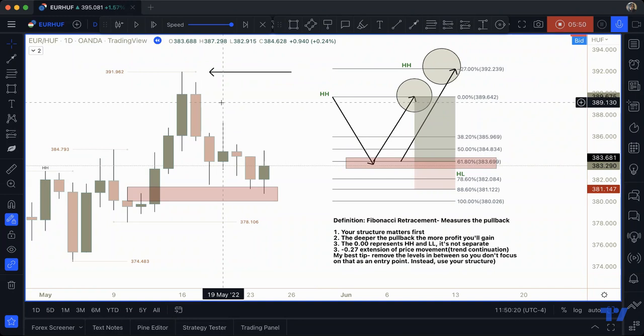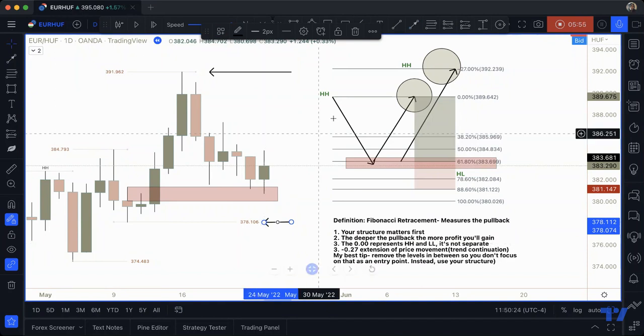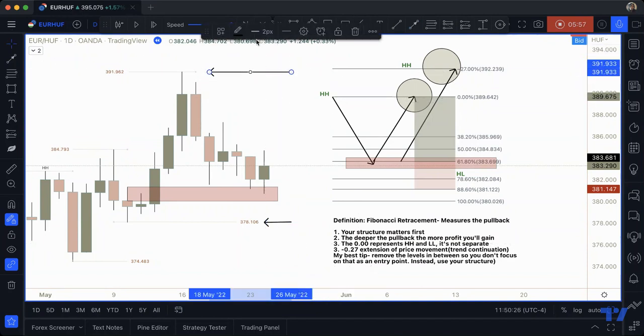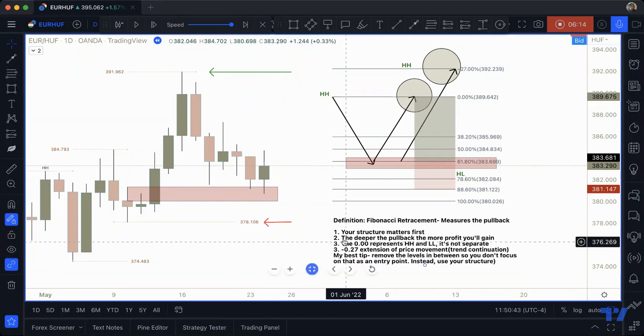Stop losses are personal to everybody, but let's just say I put my stop loss back down here to the low. So now I have my exit point. I'm going to put a green arrow. Now for take profit, I have my other exit point. For my stop loss, I'm going to put a red arrow. And all I'm saying is, hey, I know my entry. I probably will have more than a one-to-one risk to reward on here, and that is great. So number one is your structure matters first.